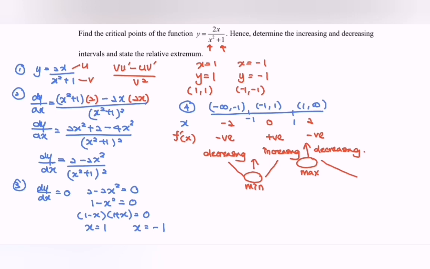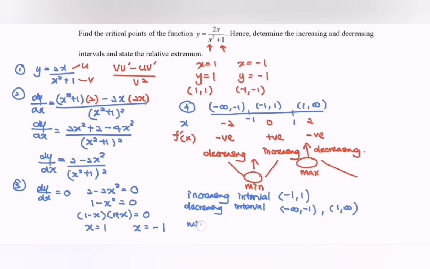So first, increasing interval. Where we have the situation, negative 1 until 1. For the decreasing interval, we will have negative infinity until negative 1, where negative 1 is not included, and also from 1 until infinity, where 1 is not included.